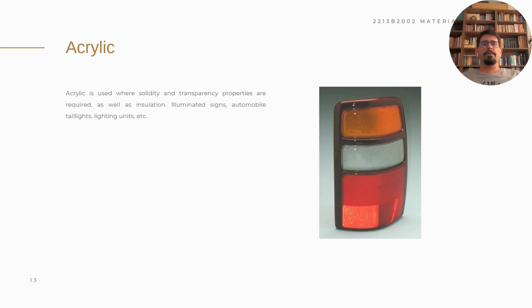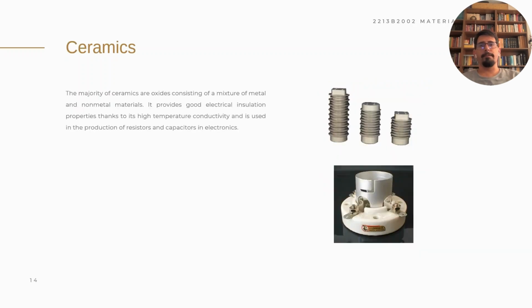Acrylic is commonly used in areas where both strength and transparency are important, along with good insulation. You'll often find it in illuminated signs, automotive tail lights, and various lighting units. So it's not just durable, it also looks good and serves as an insulator, making it a great choice for both practical and aesthetic applications in electronics and lighting.